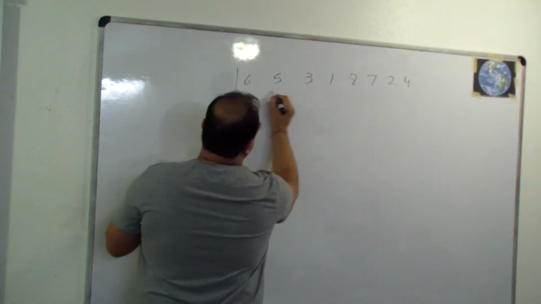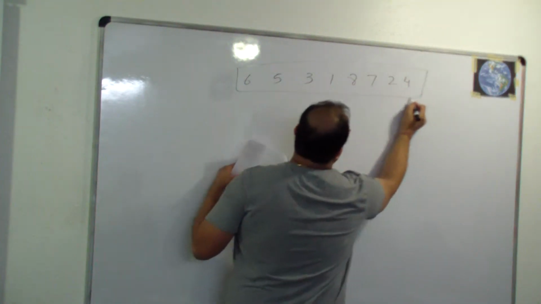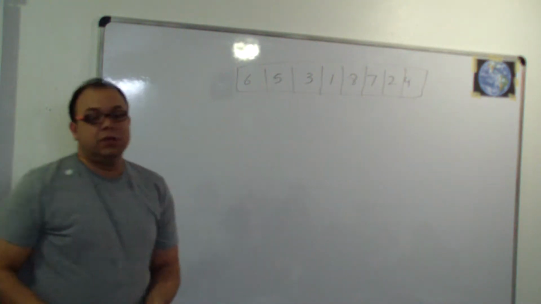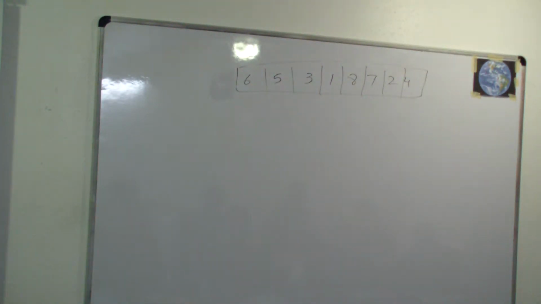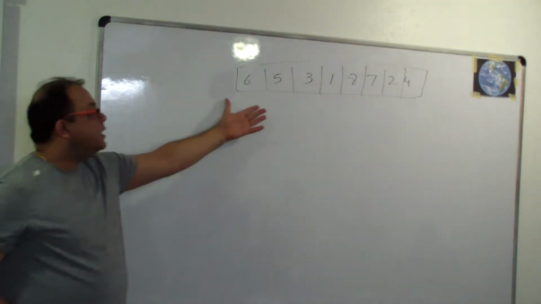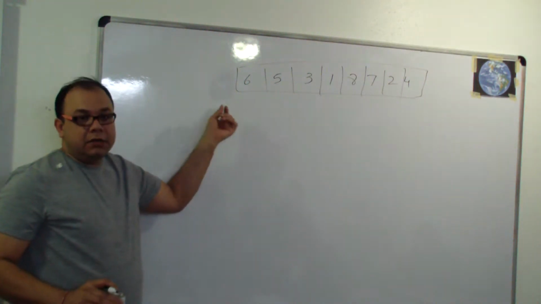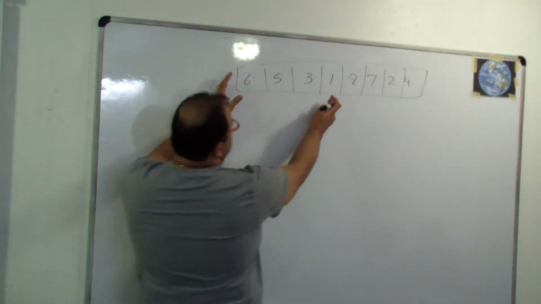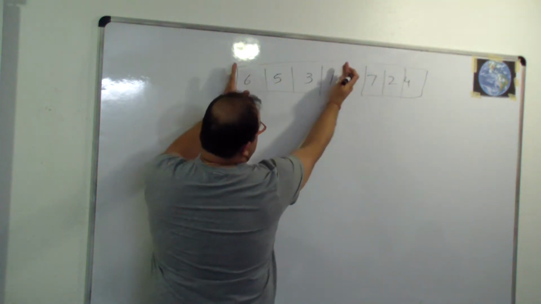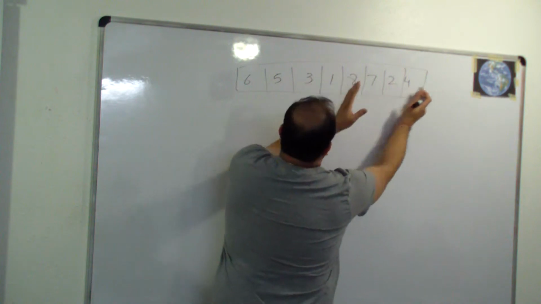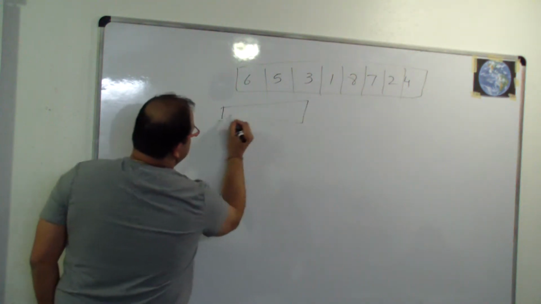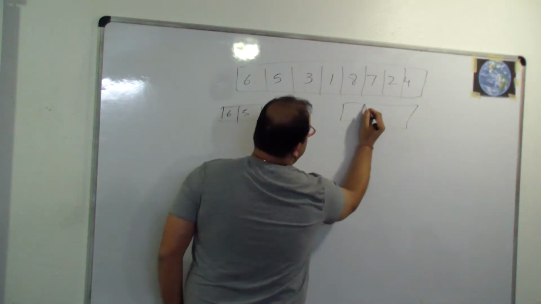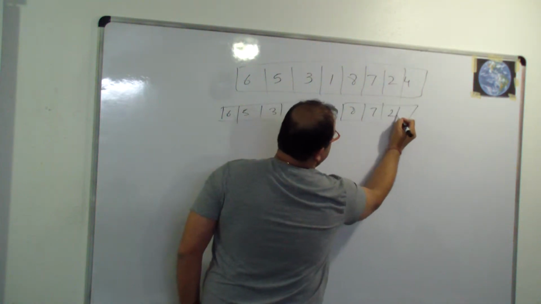6, 5, 3, 1, 8, 7, 2, 4. Okay. So let's say this is an array and we have to do a merge sort. What you do is you take this array and continue dividing it till you have just one element. So you divide this into half, one half and second half. So this becomes 6, 5, 3, 1 and 8, 7, 2, 4.